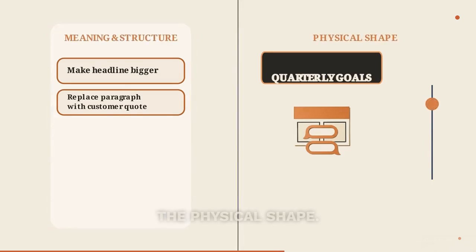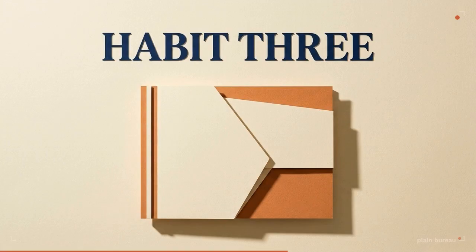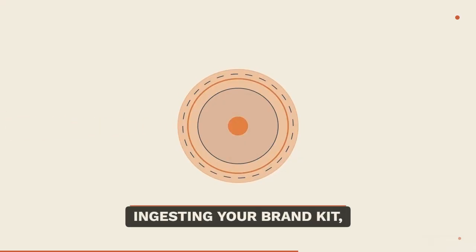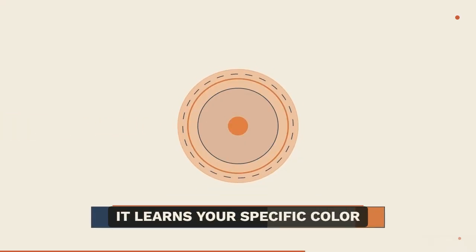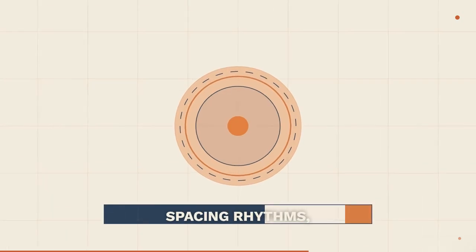Habit 3 is the automated design system. This is a one-time onboarding process for your team. Claude builds this system by ingesting your brand kit, Figma files, or existing decks. It learns your specific color rationing, spacing rhythms, and image treatments.